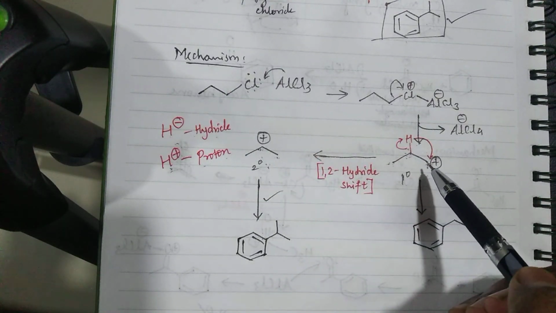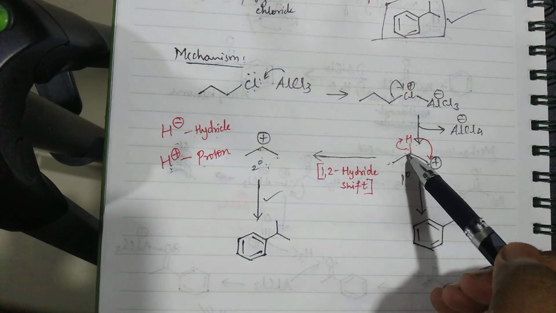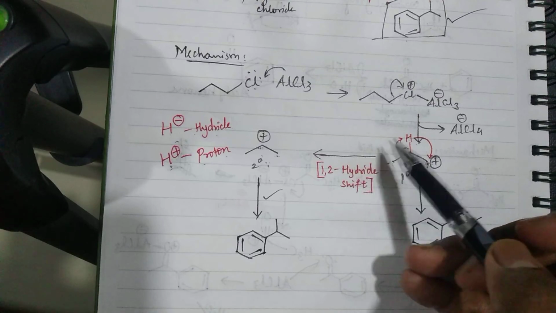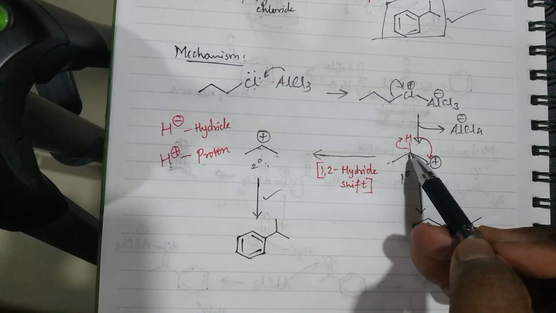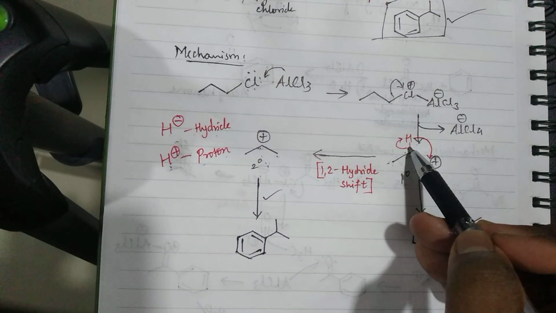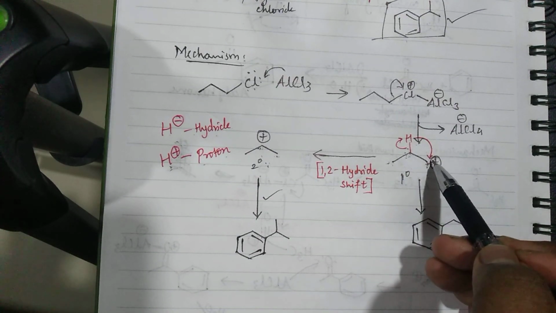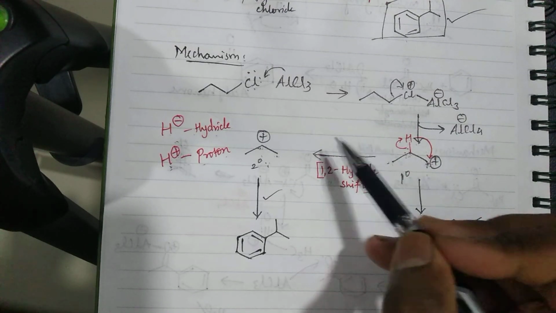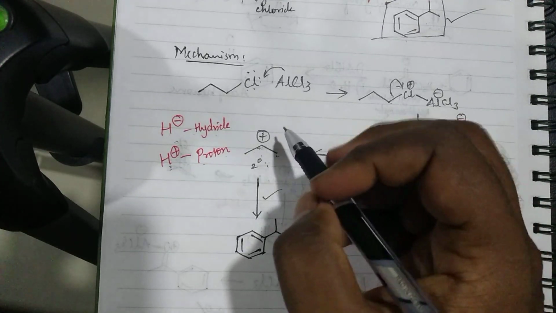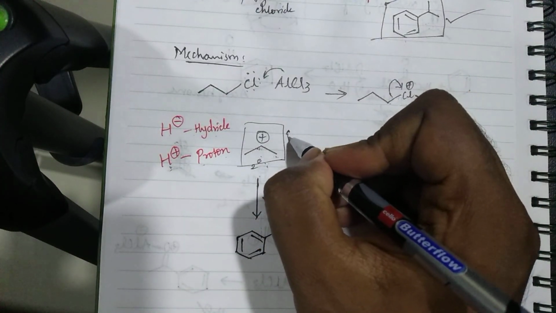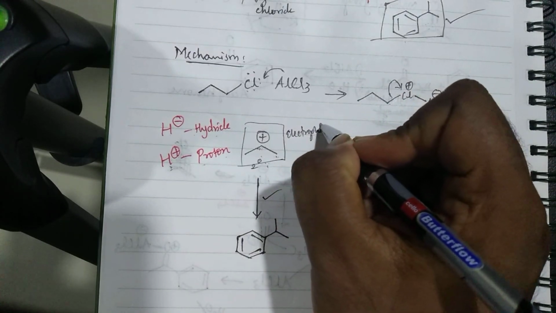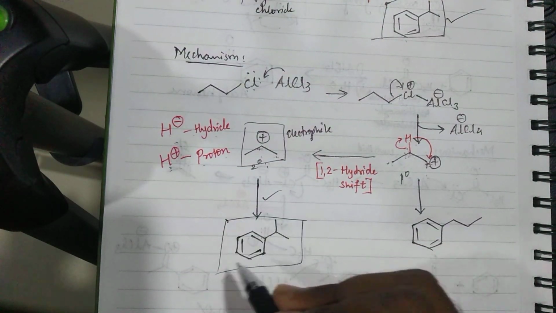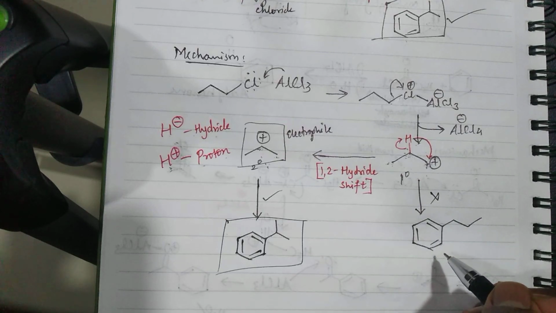I hope you understood how this positive charge moved from here to here. Secondary is more stable, that is why it moved. How did it move? In this secondary position, there is a hydrogen, so this hydrogen will leave with the electrons and it will come and sit here. When it leaves with the electrons, it leaves behind a positive charge. So you get a secondary carbocation. This is the electrophile which will go ahead and react with benzene. So this is exclusively the product which you get. This is not the product that you get.